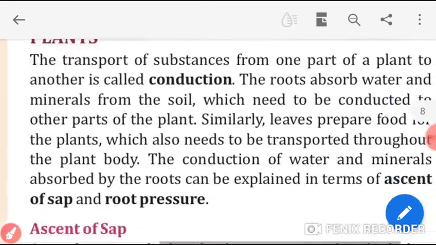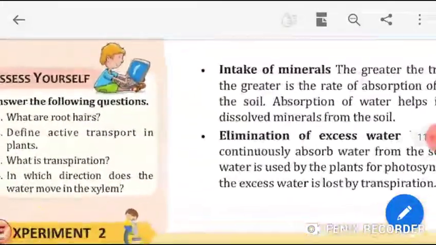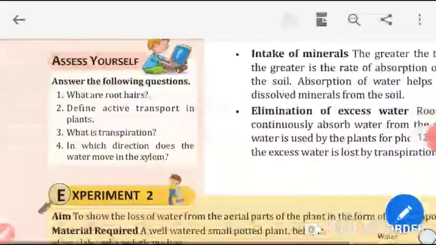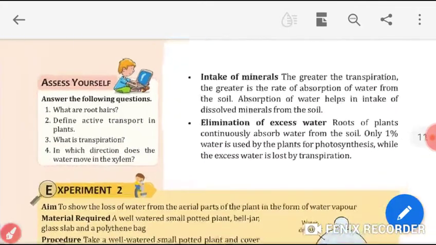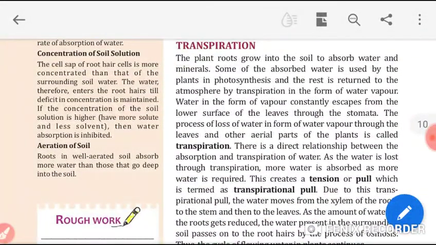Now come on, next question. What is the next question? What is transpiration? Students, this question's answer is on page number 10. So we will go to page number 10, transpiration topic.